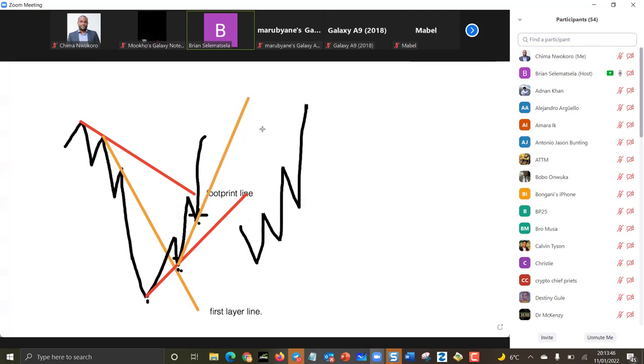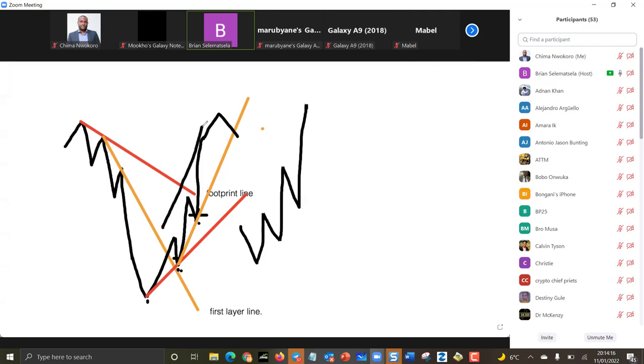After you draw the first layer line, you simply wait for what? For the market to break. And immediately after it breaks, because like what I've told you, as we wait for the market to break the first layer, it is signaling that the market is about to go into the opposite direction.